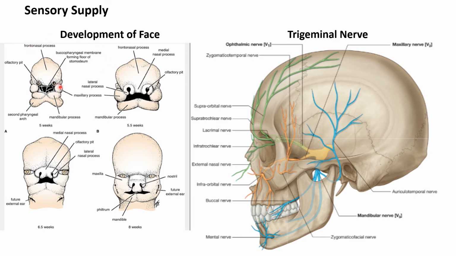Now, each of these processes has its own nerve with it, and these nerves are divisions of the trigeminal nerve. So the sensory supply of the face comes from the trigeminal nerve, which is the fifth cranial nerve. Again, it arises from the brainstem. Presently, I'm using the term somewhere, but as we go on to neuroanatomy, you will have to know the details of it also.